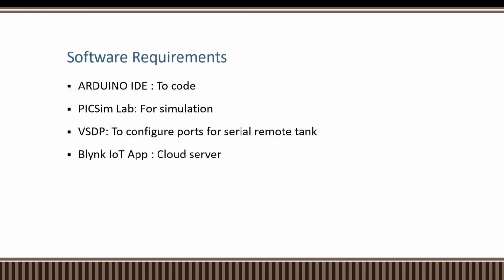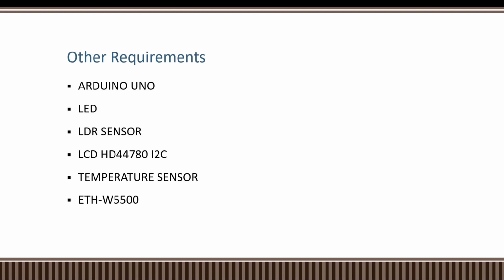Moving on, coming to requirements, we have software requirements and also some other requirements. Coming to software requirements, we require an Arduino IDE to code, Proteus for simulation, VSPD, that is virtual serial port driver, to configure ports for serial remote tank, and we will be using a Blynk IoT app to connect the automated system through an Android phone. Other requirements, we will need an Arduino Uno, an LED as part of garden lights, an LDR sensor to sense the brightness of the sunlight, an LCD to display the parameters, a temperature sensor to sense the amount of heat, and an Ethernet connection.